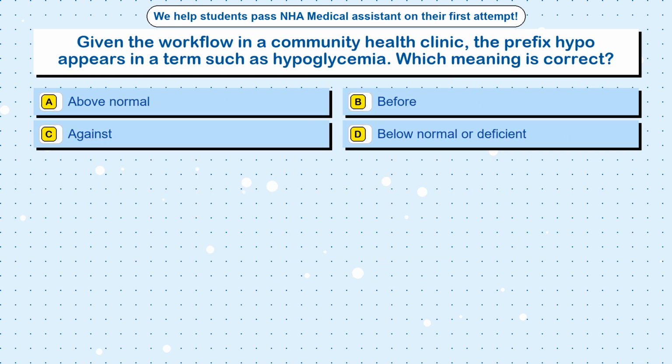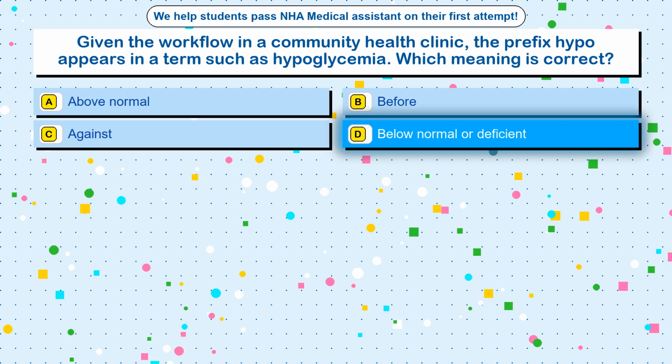Question 52. Given the workflow in a community health clinic, the prefix hypo appears in a term such as hypoglycemia. Which meaning is correct? Option A. Above normal. Option B. Before. Option C. Against. Option D. Below normal or deficient. The correct answer is option D.